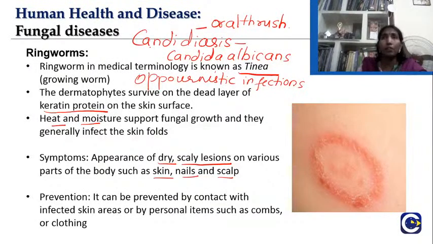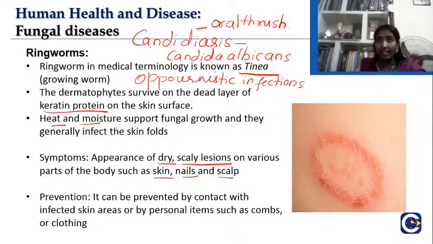Then what is the prevention? The best thing is hygiene maintenance. What happens is sharing of combs or undergarments or clothing mostly. Those personal items could be a reason, and regular bathing and taking care of their own personal hygiene is something that can prevent them from contracting these fungal infections.